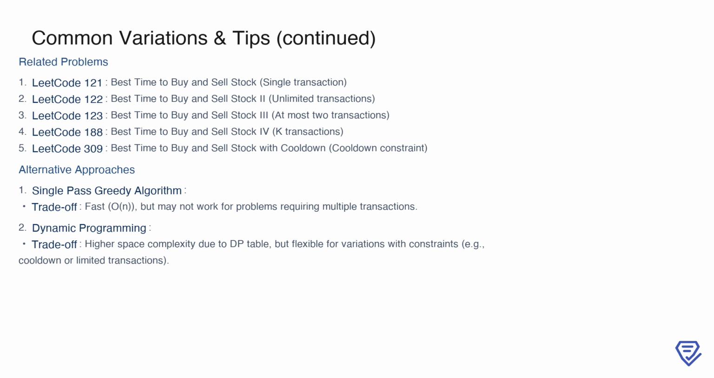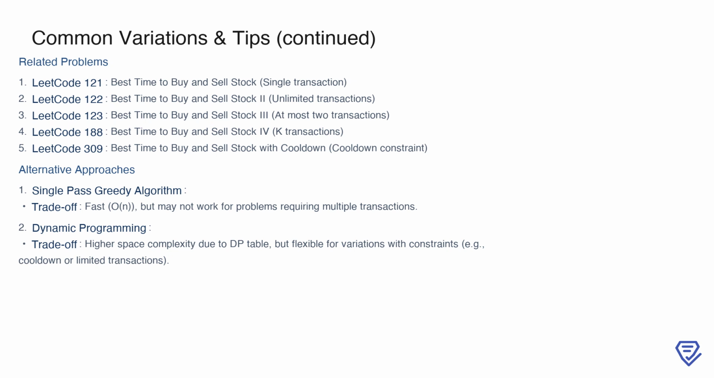When studying this problem, it's helpful to explore related problems that share similar concepts but vary in their constraints. For example, LeetCode 121 involves a single transaction, while LeetCode 122 allows unlimited transactions. Problem 123, the one we're working on, limits you to at most 2 transactions, while LeetCode 188 generalizes this further to k transactions. LeetCode 309 introduces a cooldown constraint, adding another layer of complexity. Understanding these variations can deepen your grasp of the core concepts and prepare you for different scenarios.